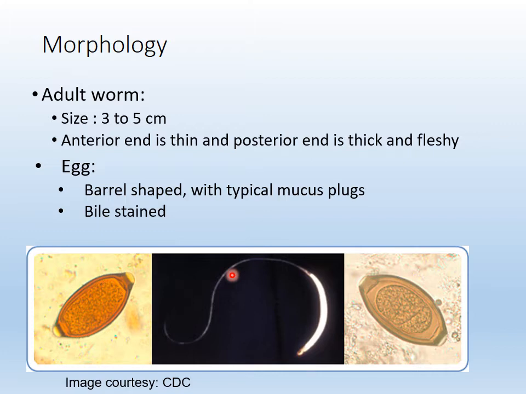If we see the morphology of the egg, it is barrel shaped and bile stained, so it would take bile from the stool, and it would look yellowish brown in color. And there are two typical polar mucus plugs, that is very unique to this, and that makes it very easy to identify this worm among all the intestinal nematodes. So that is the morphology of this worm.